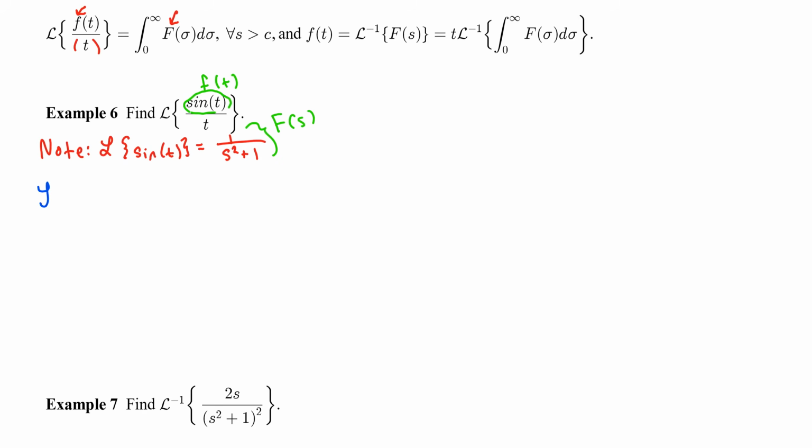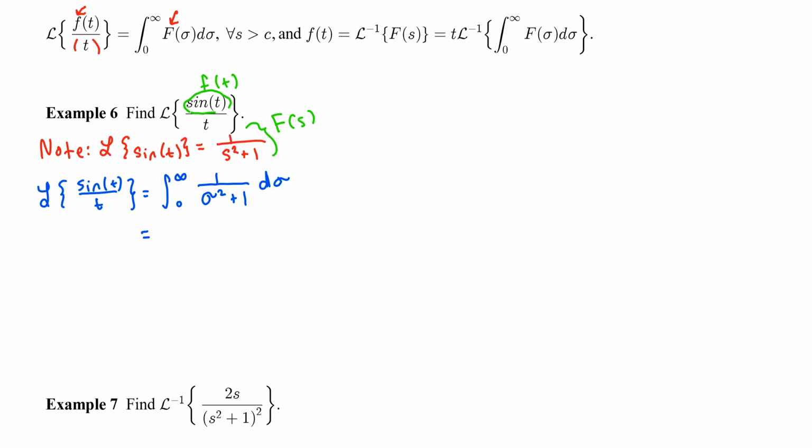The Laplace transform of sine of t over t, according to the formula then, is the integral from 0 to infinity of big F of sigma. So all I'm doing here is using my big F of s that I found and replacing that s with a sigma, like a dummy variable. So I need to evaluate the integral from 0 to infinity of 1 over sigma squared plus 1 d sigma.